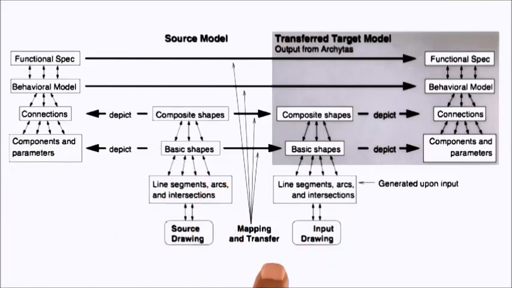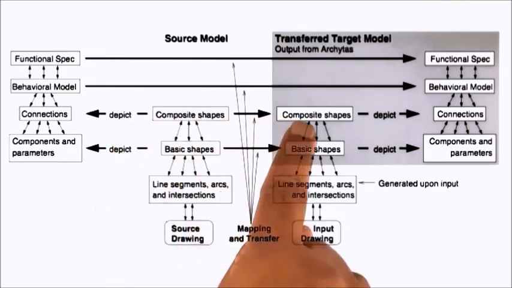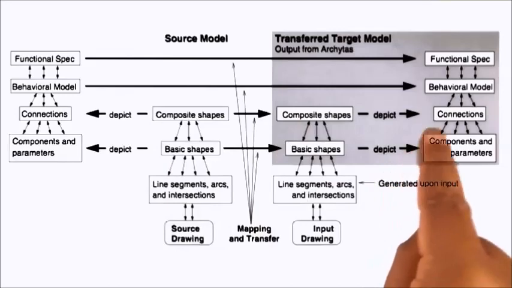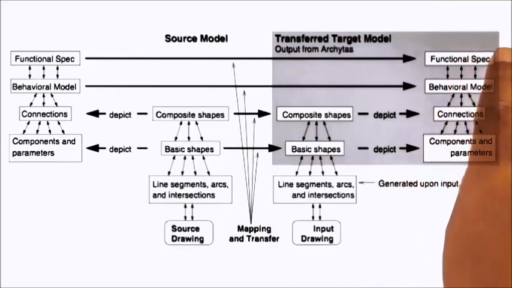When a new drawing was input into Archytas, then it generated line segments and arcs and intersections from it. And then it started mapping them to the lines and segments and arcs of previously known drawings. It retrieved the drawing that was the closest matching drawing to the new drawing, and then started transferring basic shapes and then composite shapes, and it transferred each element through this abstraction hierarchy all the way up to the functional level.